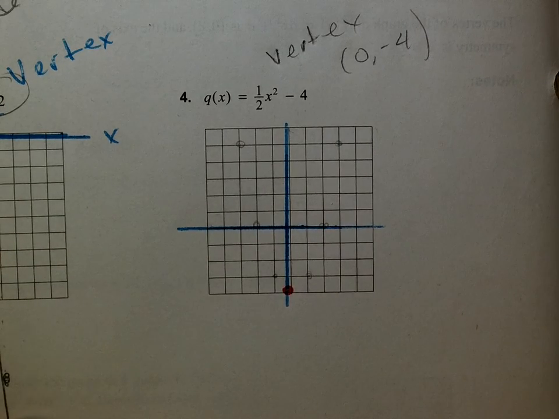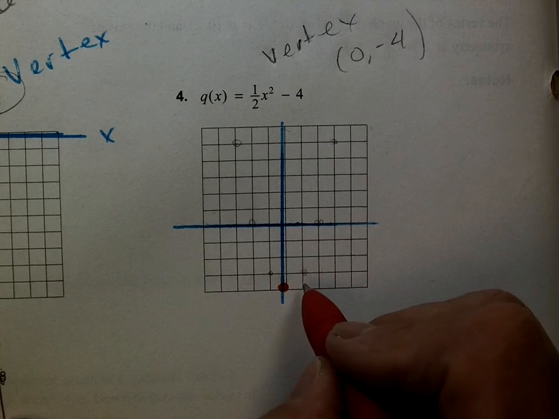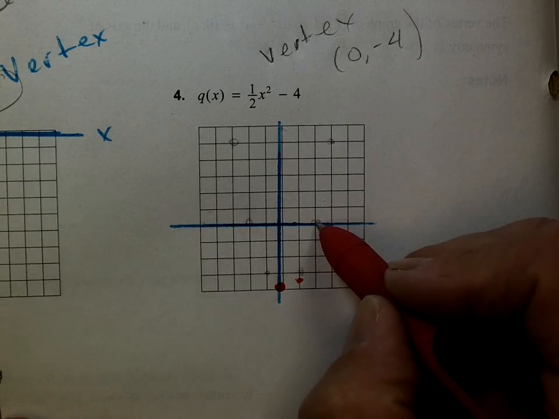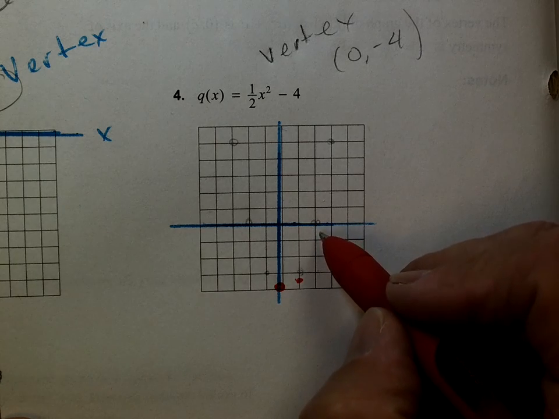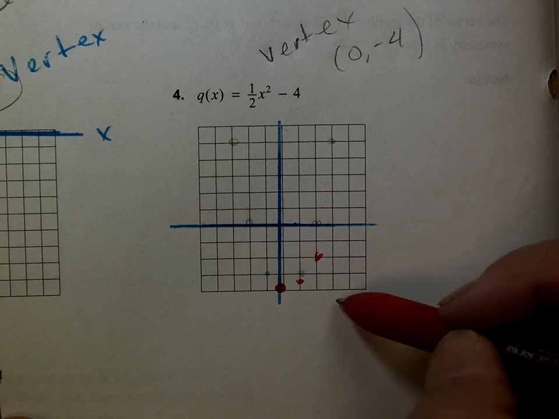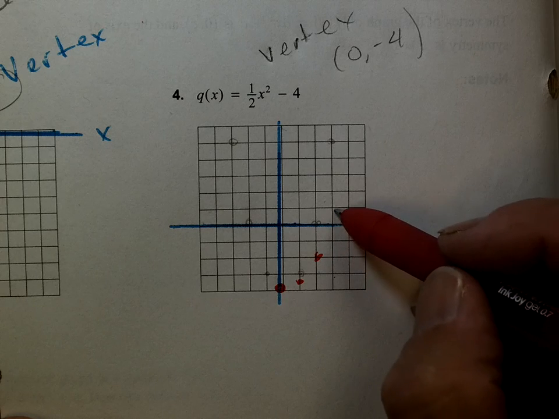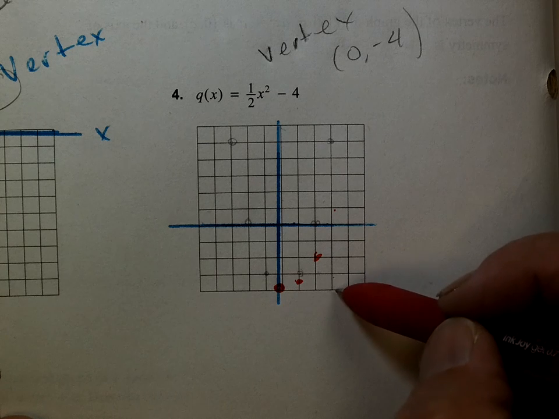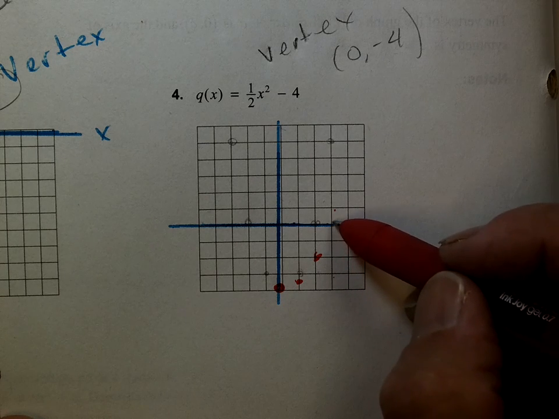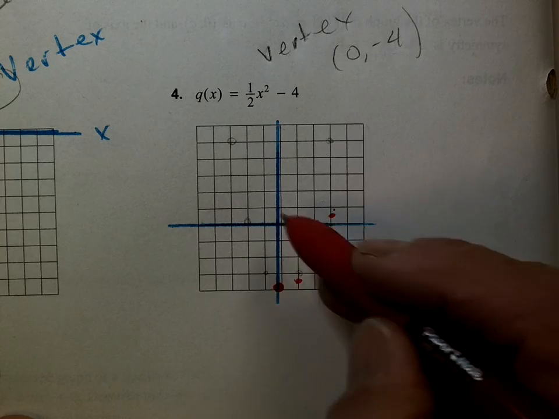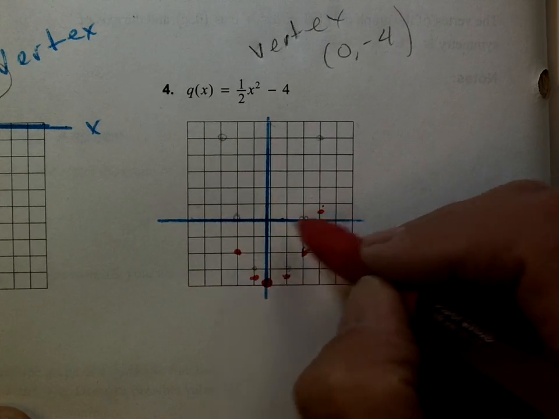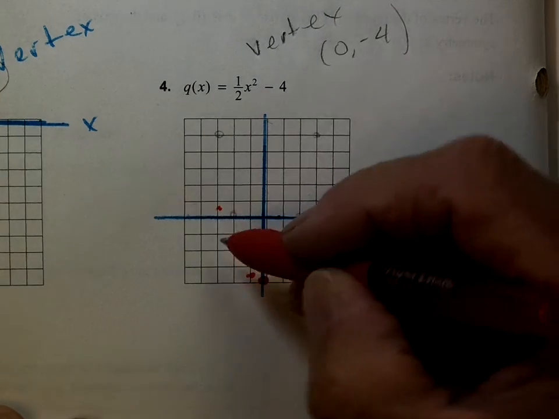So instead of going up to 1, I'm going to go half as tall. Instead of going up to 4, I'm going half as tall, which is 2. Instead of going up to 9, I'm going to go half as tall, which gives me a 4.5. And of course, it has points on the other side of the line of symmetry, which makes our graph look like this.